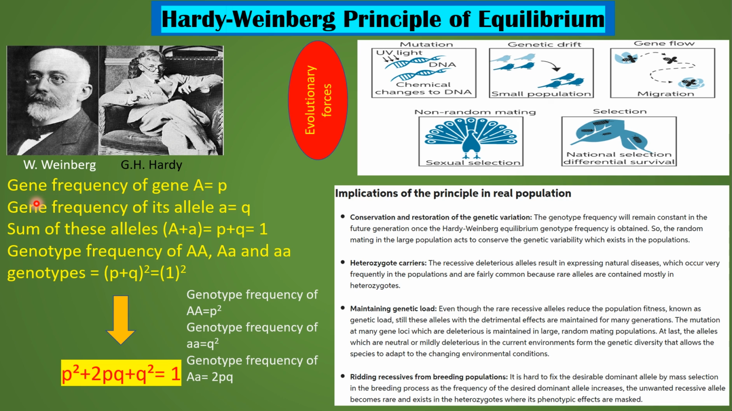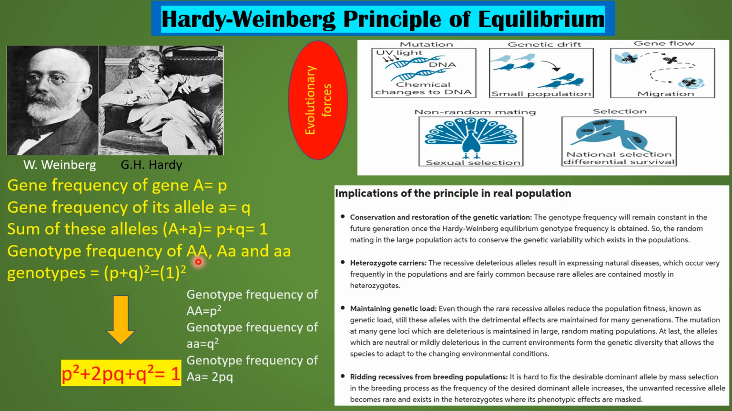If in a Mendelian population the gene frequency of gene capital A is equal to small p and the gene frequency of its allele small a is equal to small q, then the sum of these alleles, capital A plus small a, is equal to p plus q is equal to 1. That means constant, at an equilibrium state.